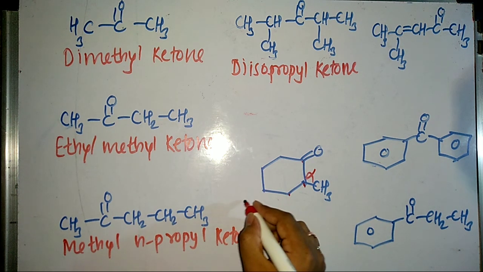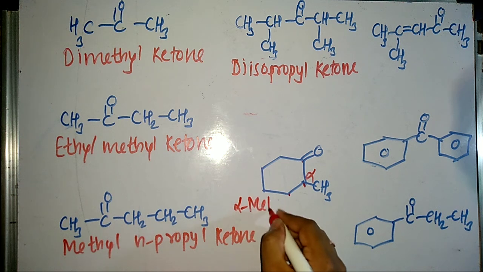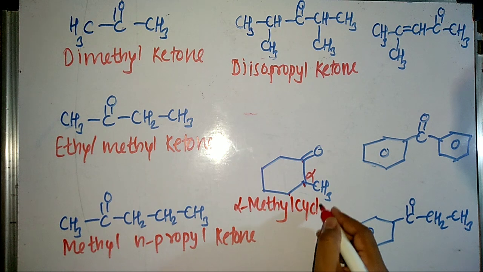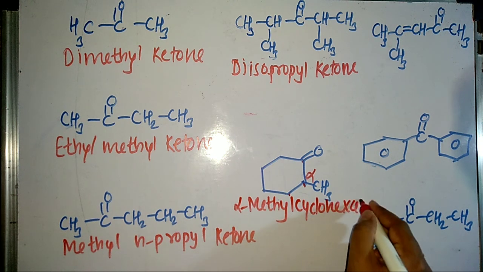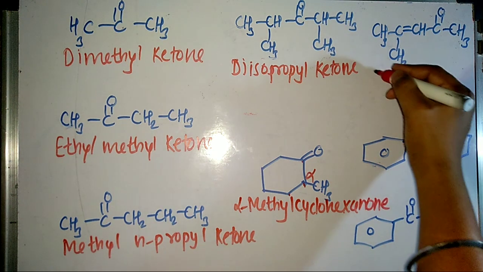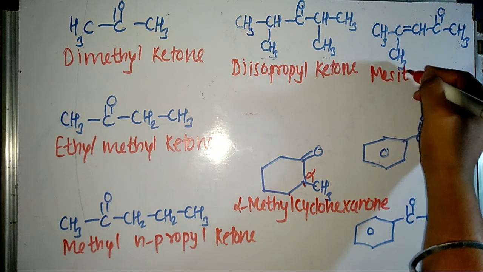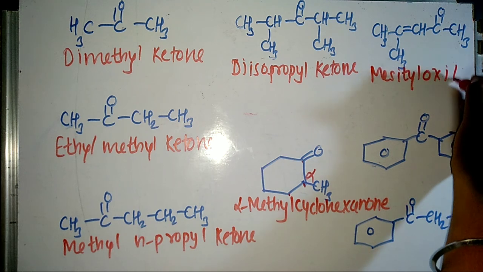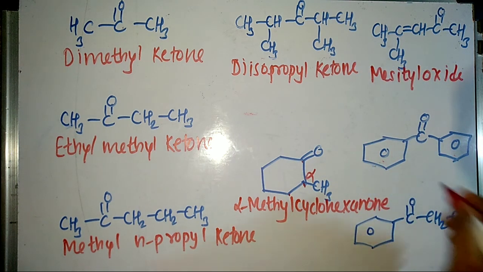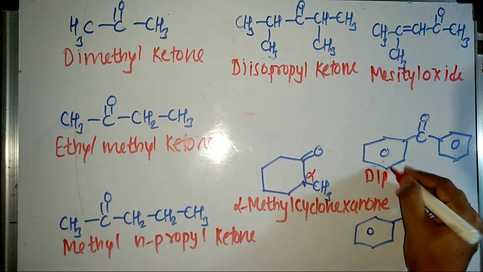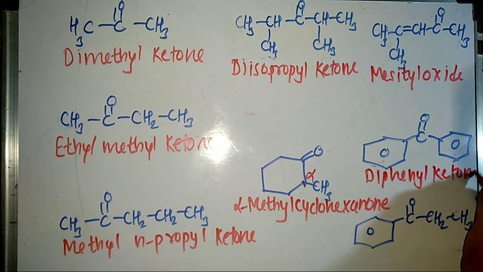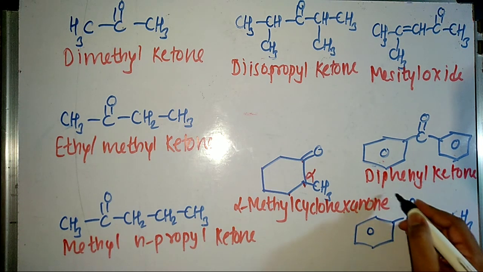So at the alpha position I am having methyl, so I will write its name as alpha methyl. And this compound is a cyclohexanone, so it will be alpha methyl cyclohexanone. Now this has a special name which is called mesityl oxide. This compound is mesityl oxide. Here both are phenyl groups. It is a symmetrical ketone, so I will call it diphenyl ketone. Or in common name, it is also called benzophenone.